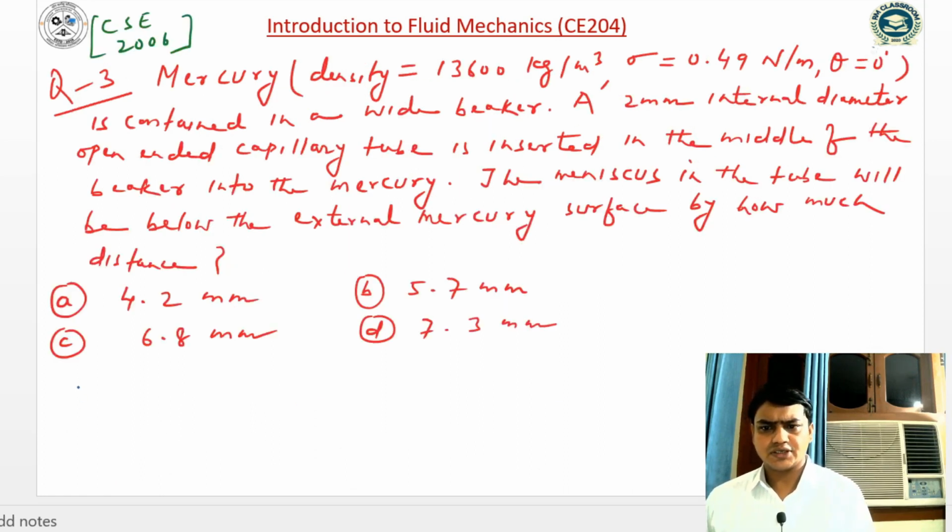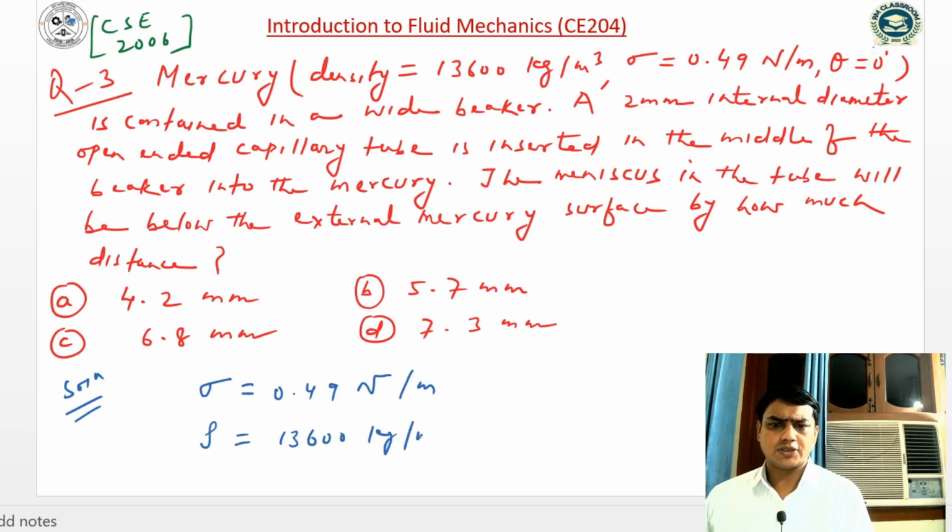Third question. Once again it is asked in civil services examination 2006. Mercury of density 13600 kg per meter cube and surface tension force for the mercury is given, that is 0.49 Newton per meter, and density is given 13600 kg per meter cube and theta is given here 0 degree. Is contained in a wide beaker. A 2 mm internal diameter is given, 2 mm.